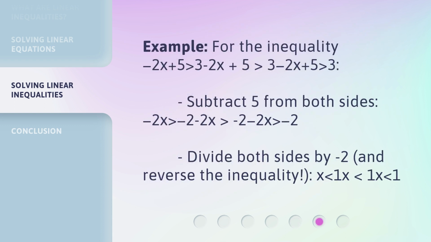Example: for the inequality -2x + 5 > 3, subtract 5 from both sides. -2x > -2. Divide both sides by -2, and reverse the inequality. x < 1.